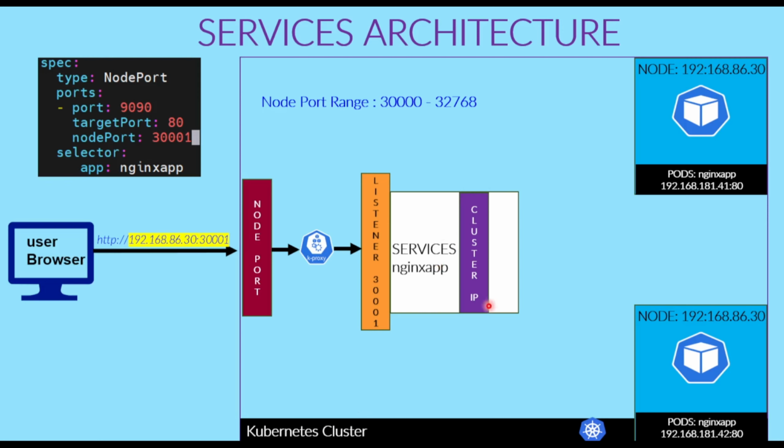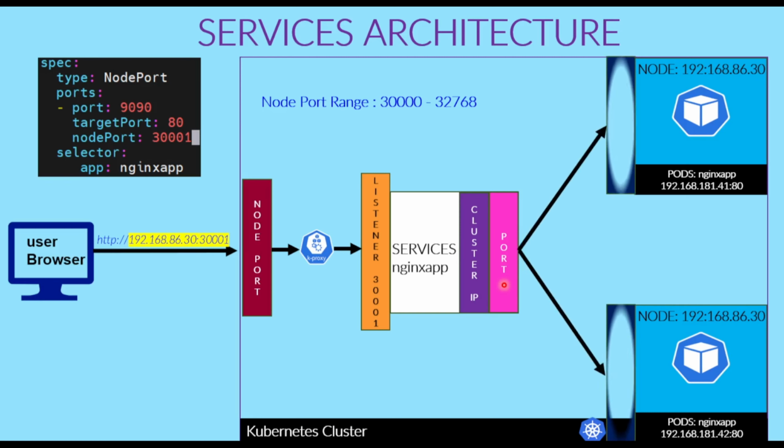Cluster IP will get created whenever you create your services.yaml. Okay, there is another one called port. Okay, this is a port. Here in my example I use 1990. This port is responsible for forwarding your request to the respective pod through the target port.